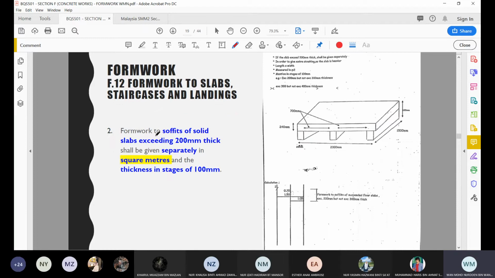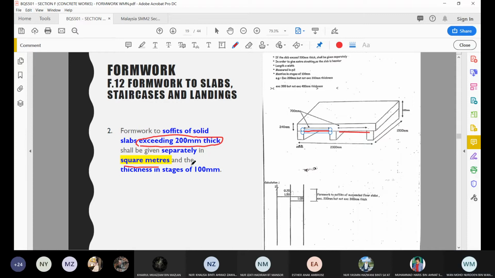Number 2. Formwork to soffit of solid slab exceeding 200 mm thick shall be given separately in square meter. So we do formwork to soffit of slab, the underside area as well. What is the issue? Our slab exceeds 200 mm thick. 200 mm thick, not 2 meter, 200 mm thick. Shall each be given separately in square meter.